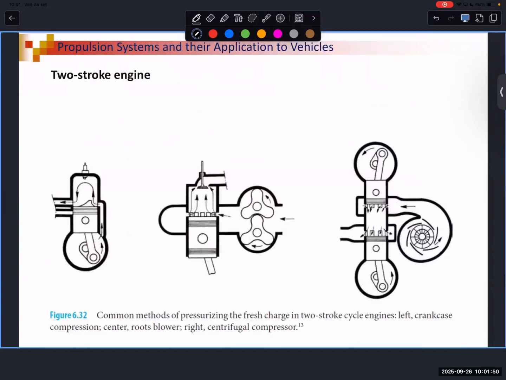Different possibility for two-stroke engine. This was the crankcase scavenging that we were considering. Here it is called mainly crankcase compression more than scavenging. And this is the most simple configuration and cheaper because we are using the bottom volume to produce the pressurization. So this is the simplest and cheapest configuration.